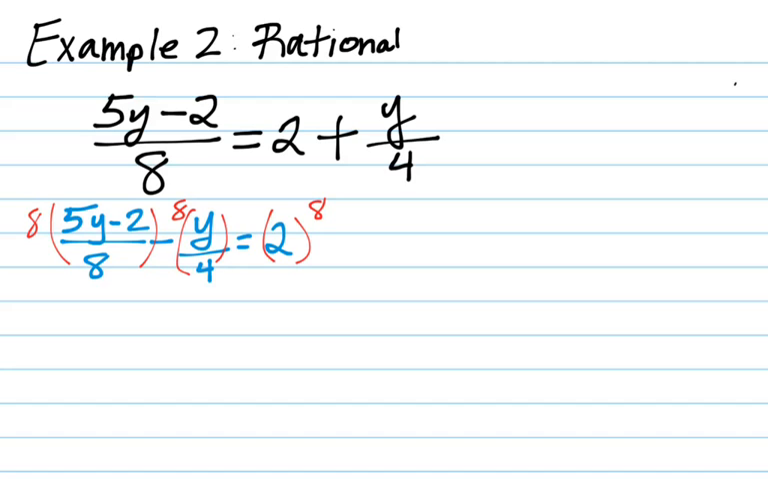What would happen to the second fraction? The 8 cancels with the 4, and it cancels out with a 2. So you have 2y equals 8 times 2, which is 16. No fractions. Piece of cake from here.